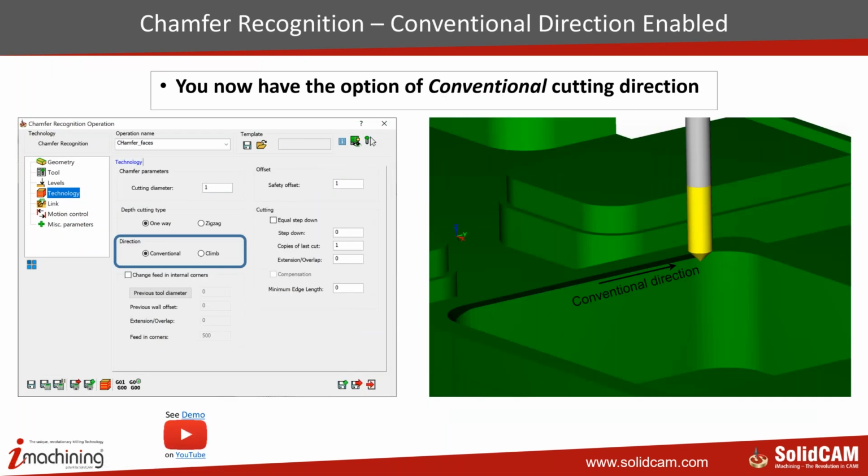And now inside chamfer recognition, you can control the direction, whether you want climb or conventional. So you can now opt for the conventional cutting direction when you're doing chamfer recognition.